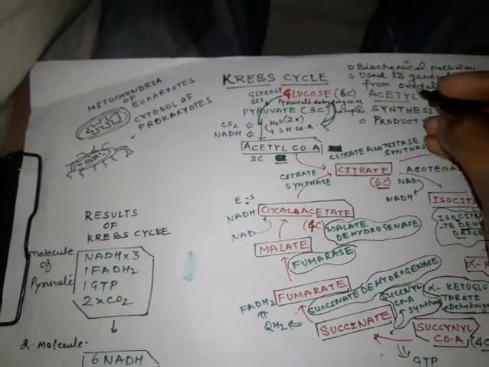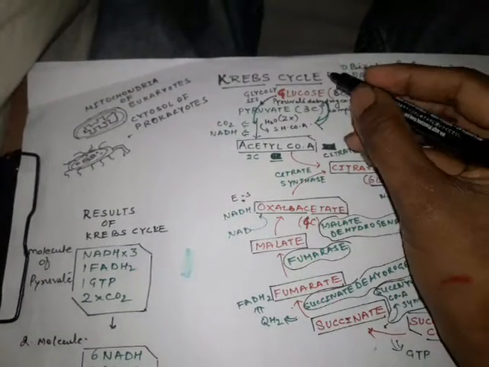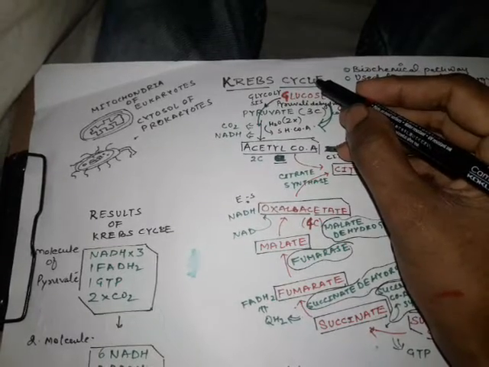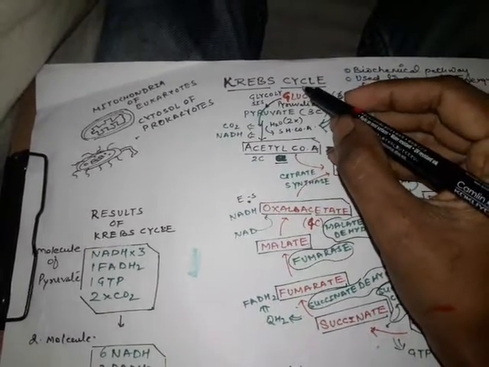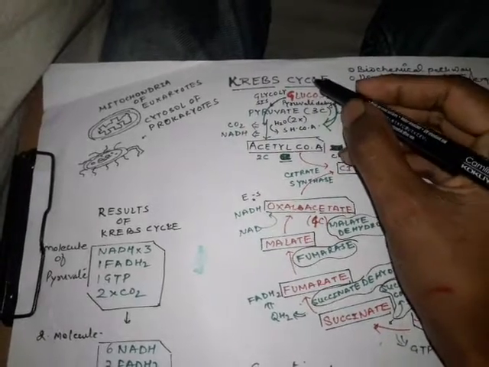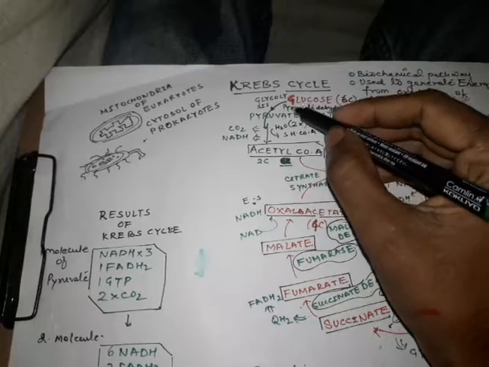So hello friends, today we are going to discuss the Krebs cycle. Okay, so this cycle starts when the pyruvic acid step, meaning glycolysis, is completed. Okay, so in glycolysis, what happens here is that glucose is converted to pyruvate.